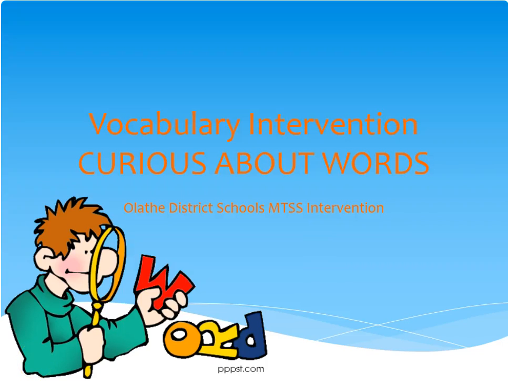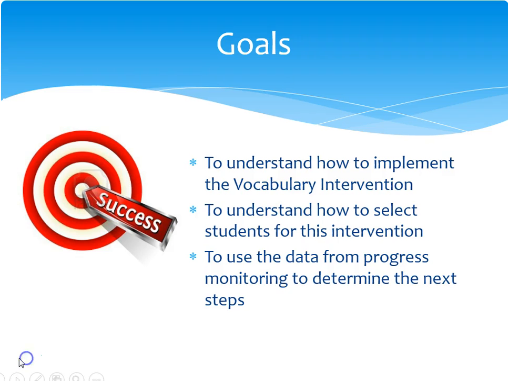Welcome to the video overview of the Tier 2 Vocabulary Intervention, Curious About Words. It is intended for use with students in kindergarten through 3rd grade. The goal of this video is to get you prepared and confident as you begin this MTSS intervention with your students. We will look at how to select students for the intervention, how to use the published materials provided for this intervention, and how to use data from progress monitoring to determine the next steps for the student.